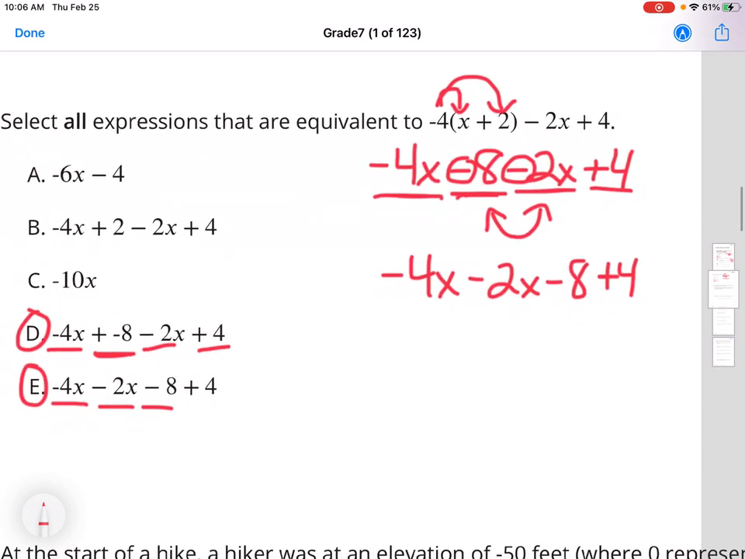Okay, but we don't have it simplified all the way. So now I need to combine any like terms that I have. So -4x minus 2x would be -6x. Then I have -8 plus 4, which would be -4. So that tells me that A is equivalent.